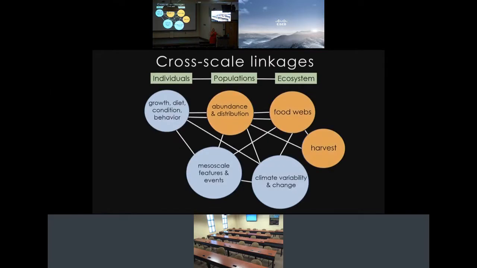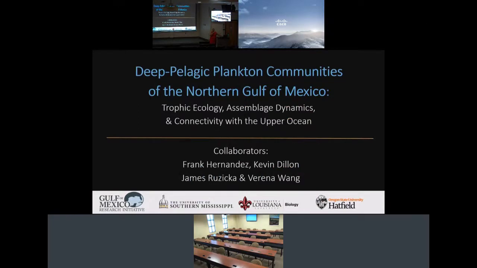All right, so first up is kind of the population ecosystem section. Okay, so like I said, this is a project that has strong Southern Miss ties, and many of my colleagues, except for Jim, are here in the audience, so it's exciting to have them here.